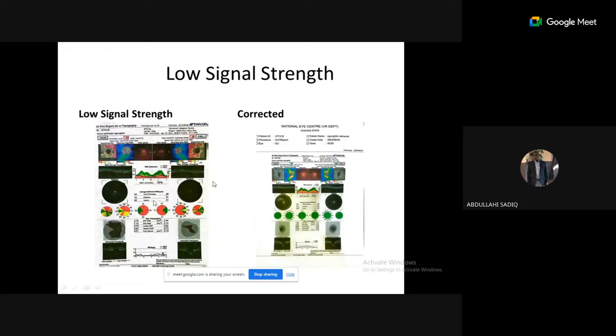So everything becomes thin here. But the same patient, now everything becomes green. So erroneously, if you look at this one without looking at those parameters, you can quickly go ahead and say the patient has advanced glaucoma or the patient has pre-perimetric glaucoma and start the patient on medications. Meanwhile, it's an artifact.